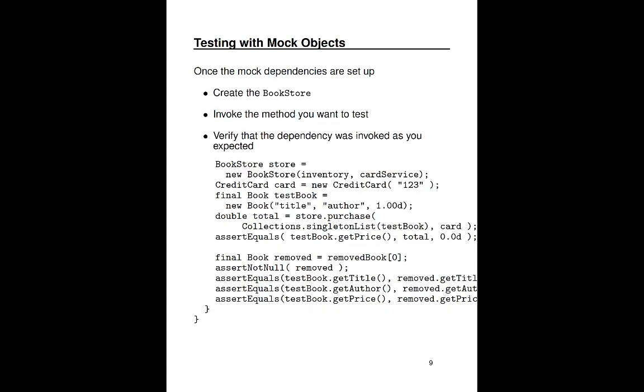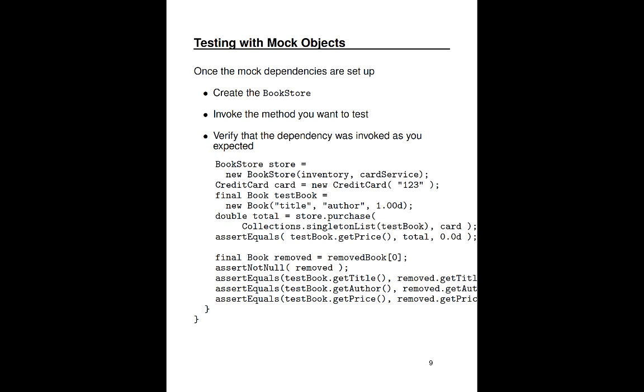So we've created those two mock objects to provide the functionality that we want from our book inventory and our credit card service. And now we're going to use them in the test code. So we'll create a bookstore object that uses that mock inventory and that mock card service, and then we'll interact with it. We'll create a credit card, we'll create a book. We will then invoke the purchase method on the bookstore. Now this is the code that's under test. We'll send it the book and we'll send it the card.